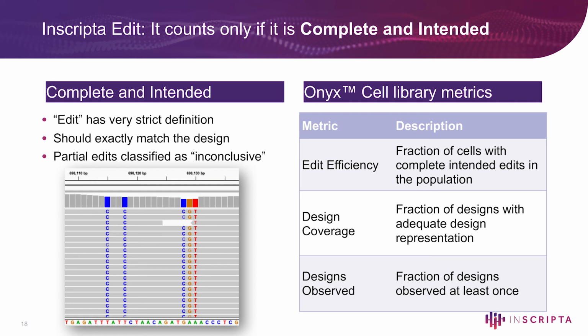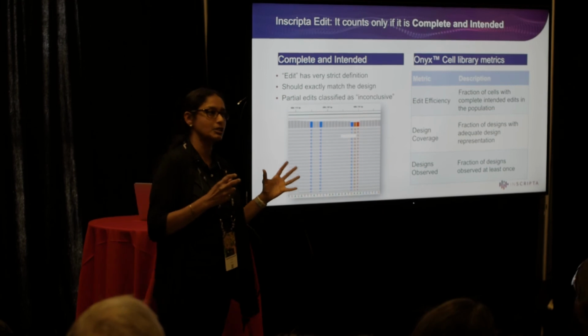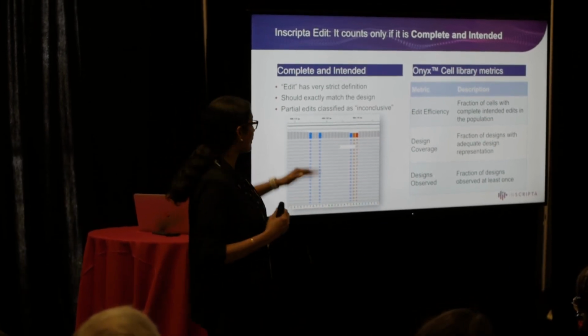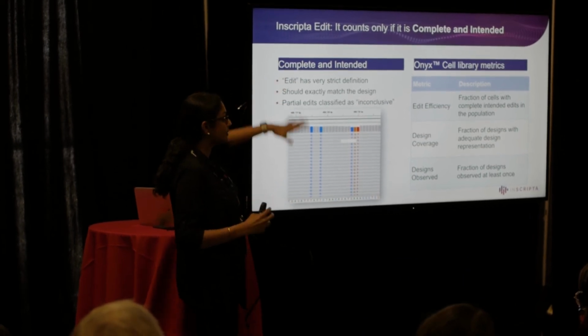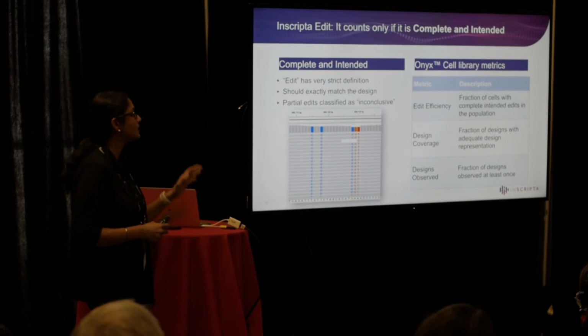So when you get your population of cells, you will have a fraction that contains complete and intended edits, but you will have some wild types and some partial edits too. Some of those might contribute to your phenotype, but at this point, we use only complete and intended to report edit efficiency. So we are quite conservative in that sense.